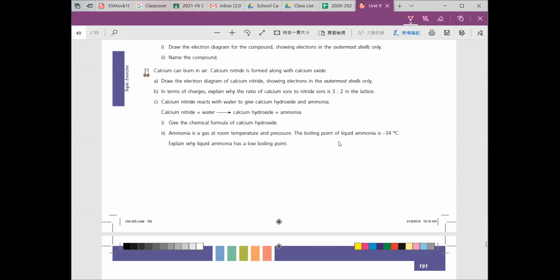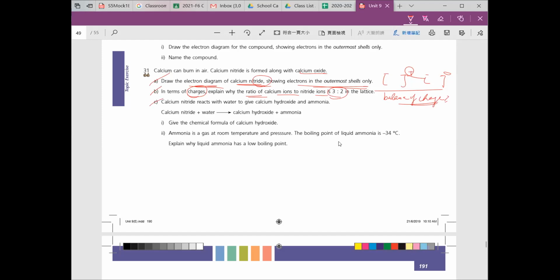Question 31. Calcium can burn in air. Calcium nitride is formed with calcium oxide. Draw the electron diagram of calcium nitride showing electrons in the outermost shell only. You may guess, right? It's easy, right? Something uses middle brackets, something plus and something minus, something like that. So you are going to think it like this. B, in terms of charges, explain why the ratio of calcium and nitride ions is 3:2 in the lattice. You are going to think of what? Balance of charge. Do you still remember that concept? That question you have done before.